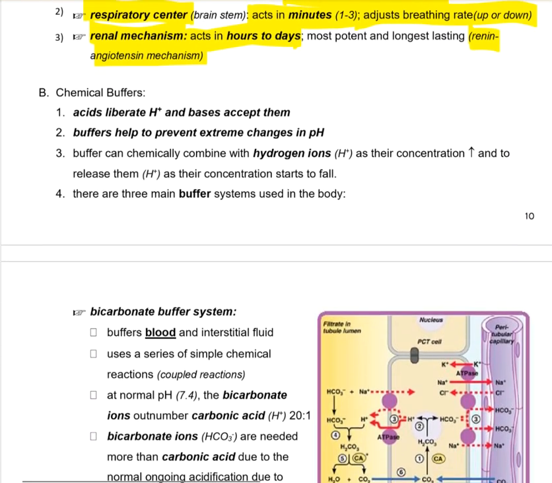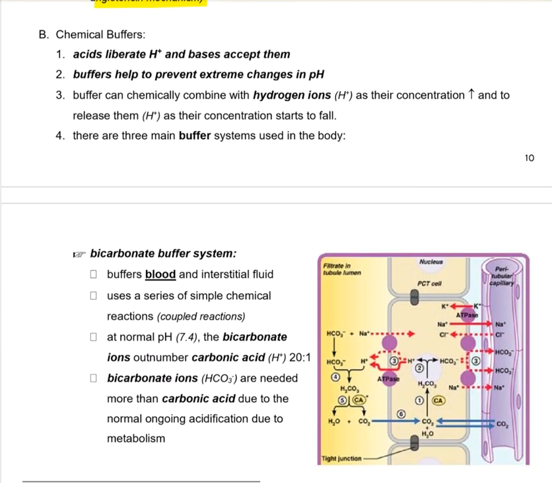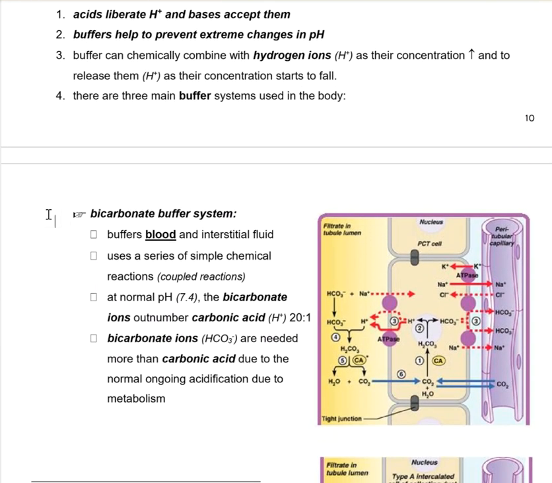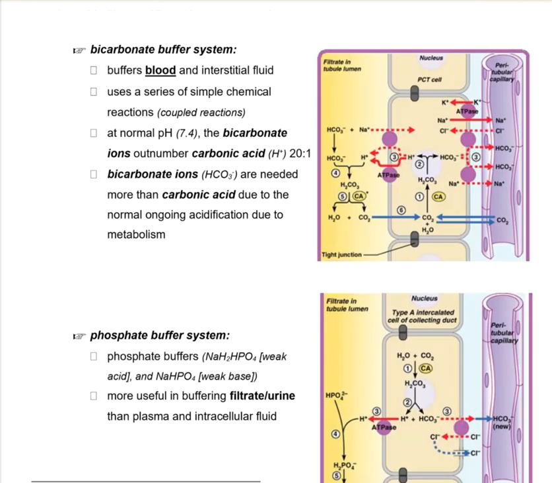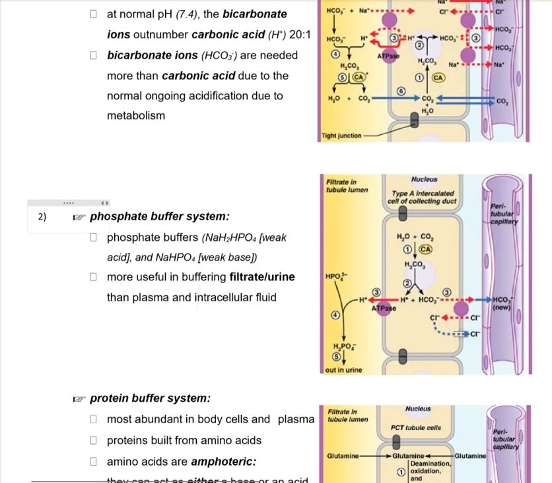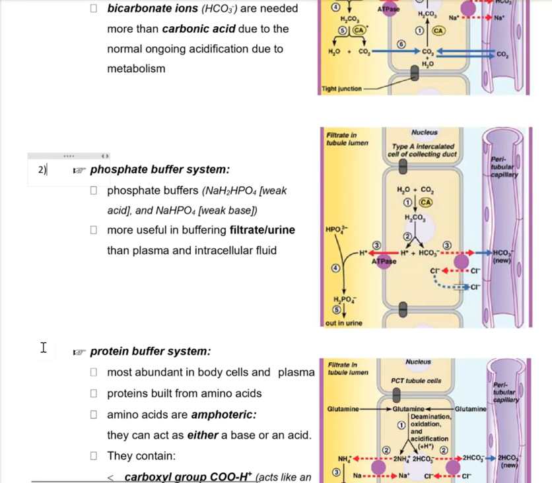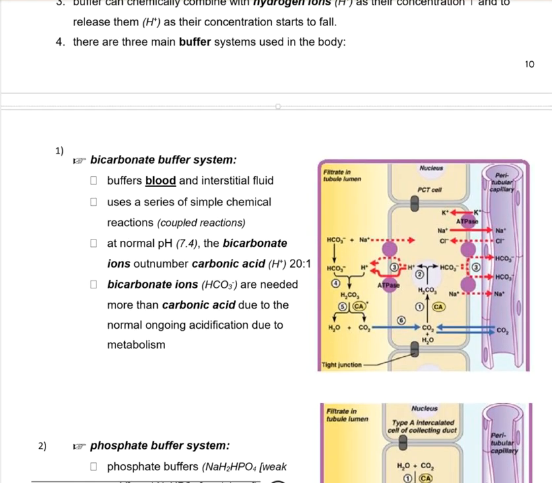There are 3 chemical buffers. There are 3 systems, right? So we also have 3 here. So we have 1 right there, and then we have 2 right here, and then we have our 3rd one right here. Okay, so bicarb buffer system.